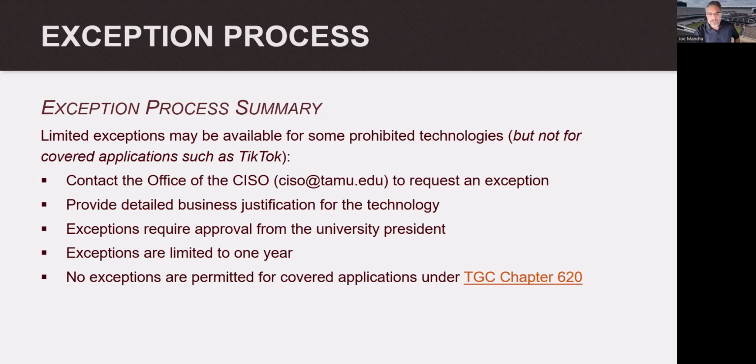So what's involved when submitting an exception request? You'll need to contact the Office of the Chief Information Security Officer to request an exception. You'll need to provide some sort of detailed business justification for the technology. Exceptions are required to be submitted and approved by the university president, and exceptions are limited to 1 year. This last bullet does say no exceptions are permitted for covered applications. And that's probably true for this audience, right? Unless you're law enforcement doing public safety investigations or are implementing or developing information security measures.